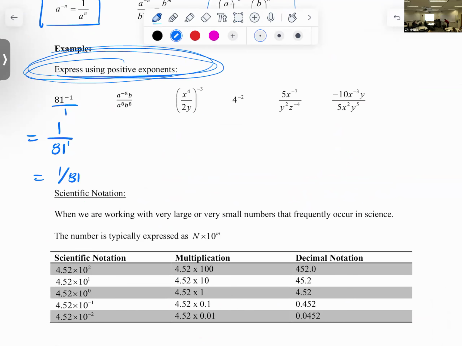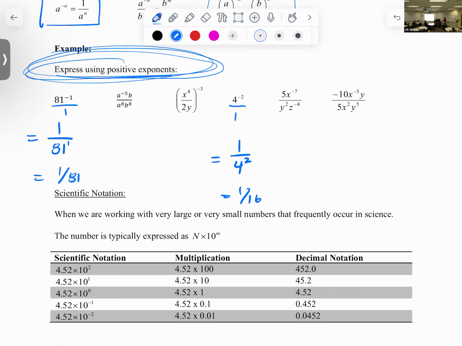Similarly, 4 to the -2. Remember, that is 4 to the -2 over 1, which means the only thing to be done there is to move that across the fraction to become a positive exponent. And then what's 4 squared? 16, which means that's 1/16.